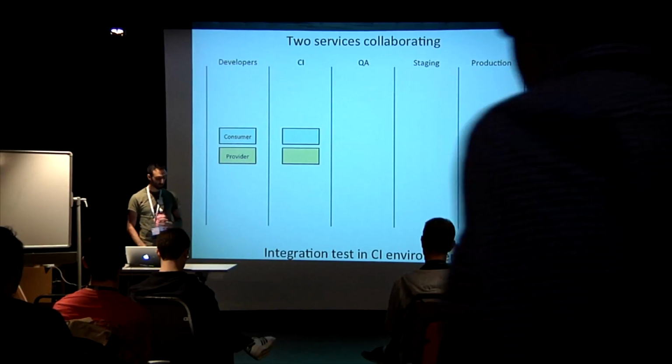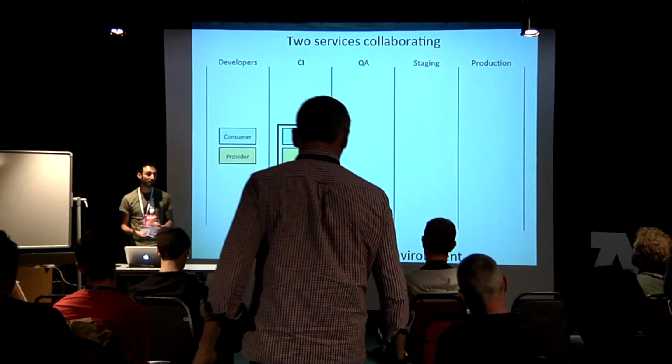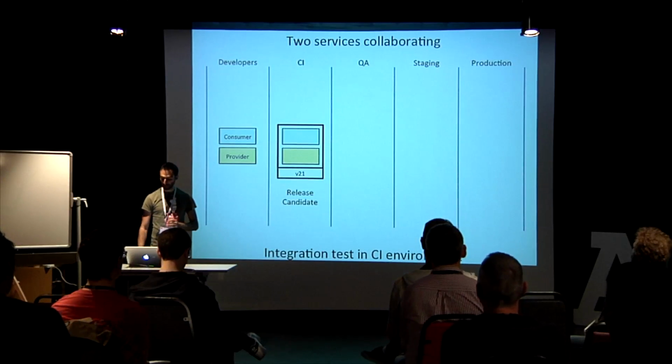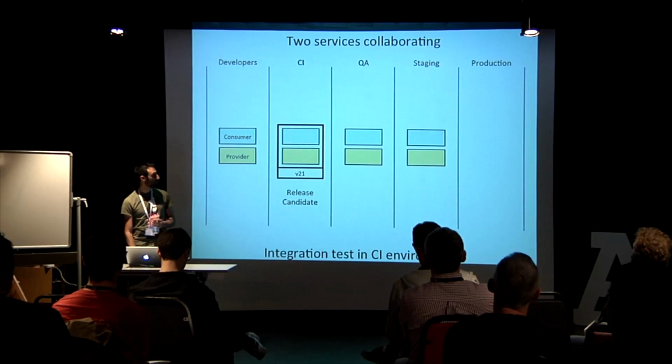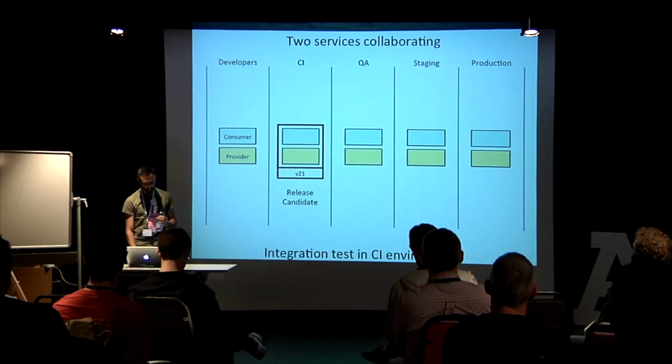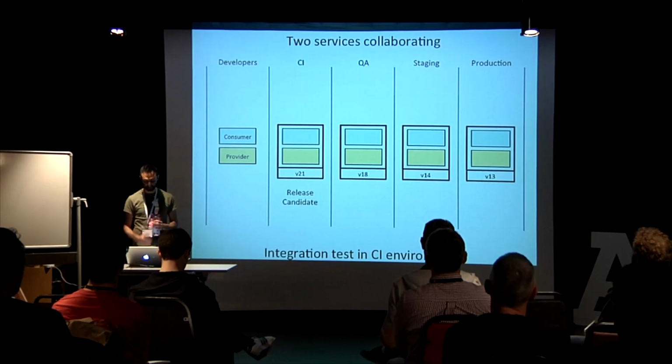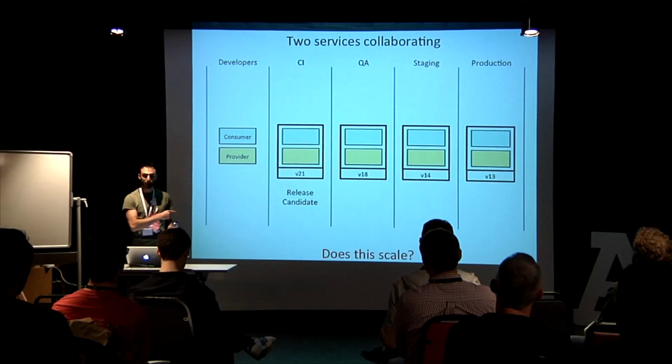And if they do, typically what we do at that point is we would stamp it, essentially create a release candidate, some version that we could promote through other environments, with confidence that actually when that reaches production, it will work there. So similarly, in this case, we would see different versions in different environments at any time. The question is, does that scale?